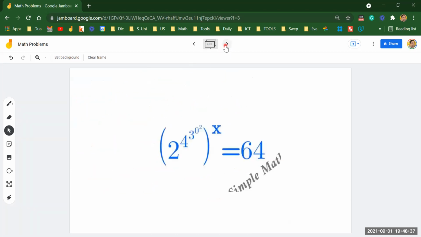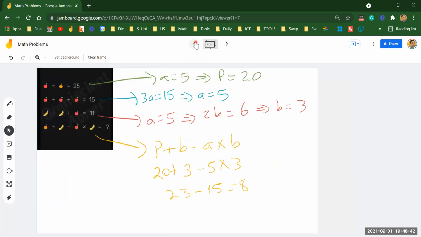Next one. Okay, we didn't solve this question yet. So we are going to solve this later.